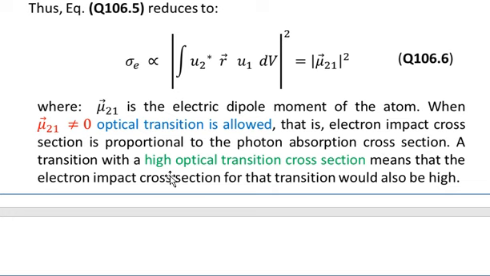So electron impact cross section here is proportional to the photon absorption cross section. A transition with a high optical transition cross section means that the electron impact cross section for the transition would also be high. So if mu 2 1 has a larger value, which represents the photon absorption cross section, then of course sigma E will also be higher. That is, the electron impact cross section will also be higher in that case.